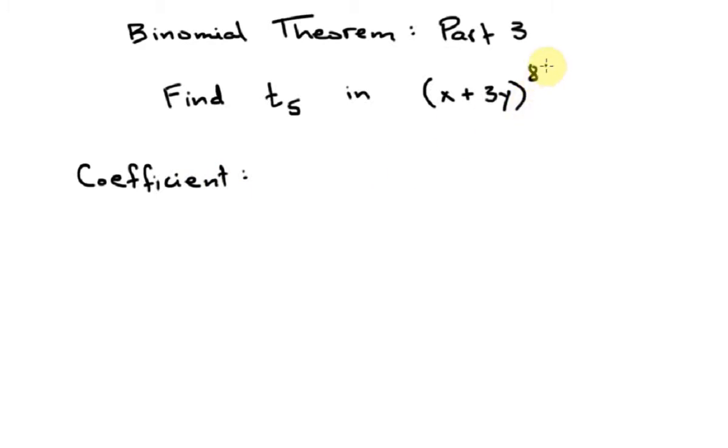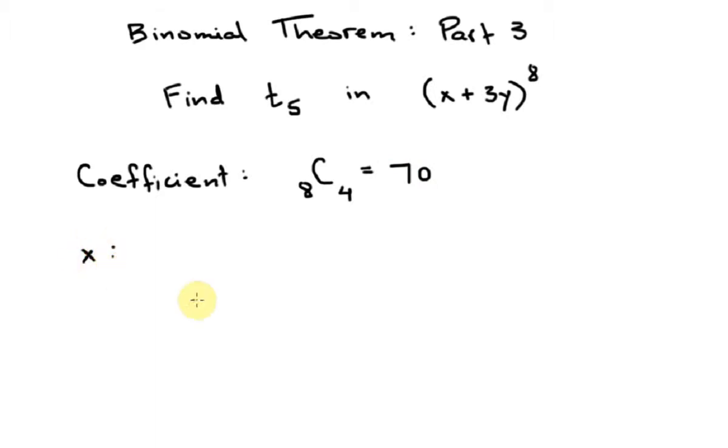Now we know because this is raised to the 8 that it's going to be 8 choose, and now I just got to count my way over. The first term would be a 0. The second term would be a 1. Third term would be a 2. Fourth term would be a 3. Fifth term is going to be a 4. All right, so all we have to do is go to the calculator and go 8 choose 4. Turns out it's 70.